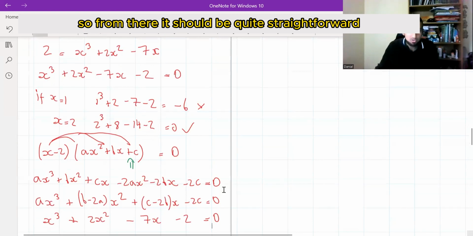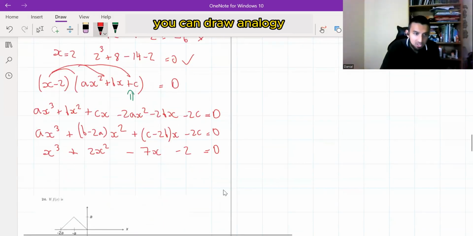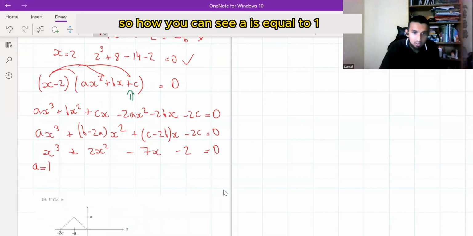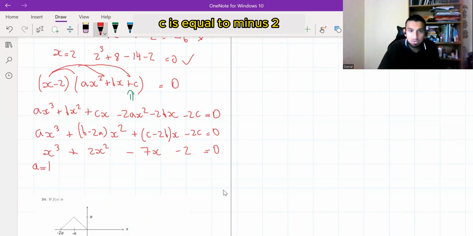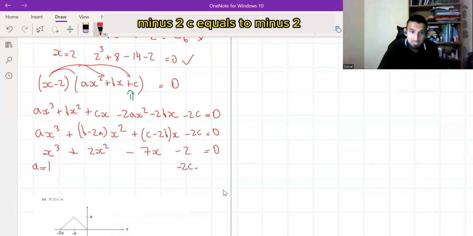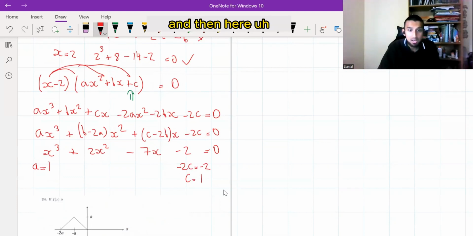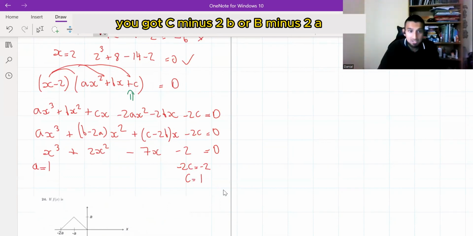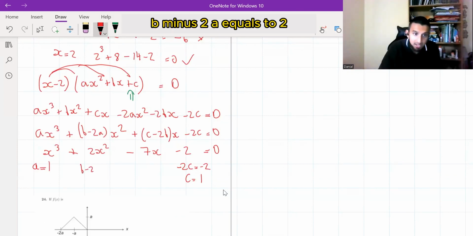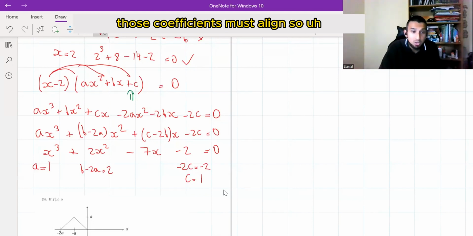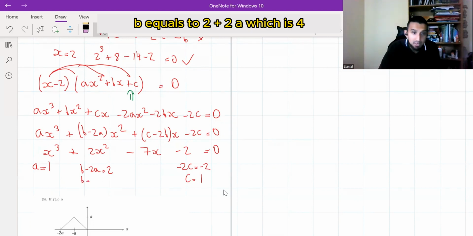So from here, it should be quite straightforward. You can draw an analogy. So here you can see a is equal to 1, c is equal to minus 2. And actually, no, that is not correct. Minus 2c equals minus 2, so c is equal to 1. And then here, you've got c minus 2b or b minus 2a. So let's do this one. b minus 2a equals 2. Those coefficients must align. So b equals 2 plus 2a, which is 4.